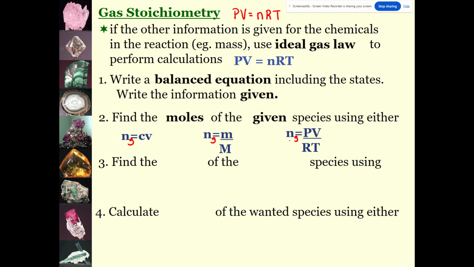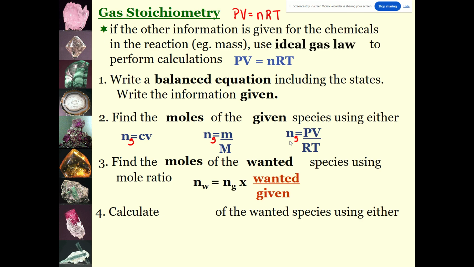Now we can move on to step 3 and find the moles of our wanted species using our formula: moles wanted equals moles given times the balancing coefficient in front of the wanted substance divided by the coefficient in front of the given substance. Okay, so that's why, like I said in step 1, you want to label what is the wanted with a W and what is the given with a G, so that when you get to this step, you know what those coefficients are.